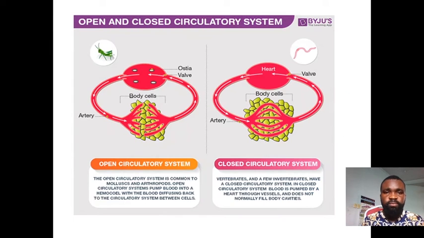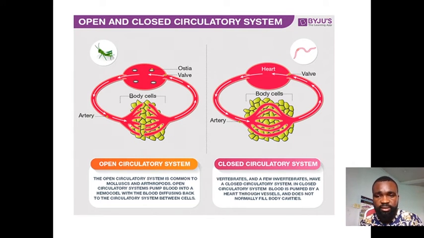Okay, good. Now you can see a little diagrammatic presentation of both the open and the closed circulatory system. You are going to take your time, go through it, and understand the channeling. Now you can see arteries there, which are one of the blood vessels. You can see the heart pumping blood.